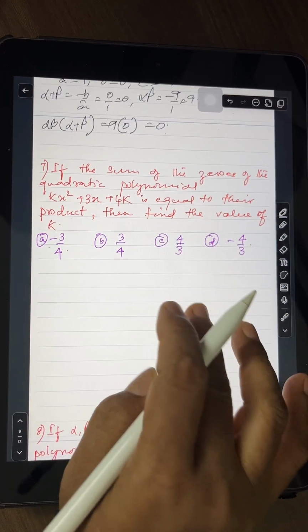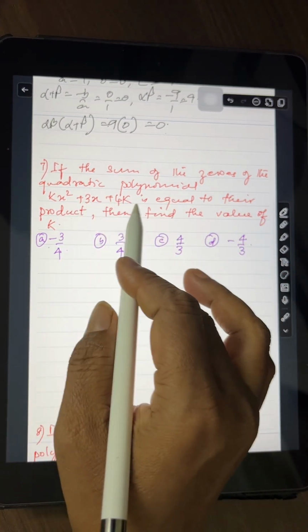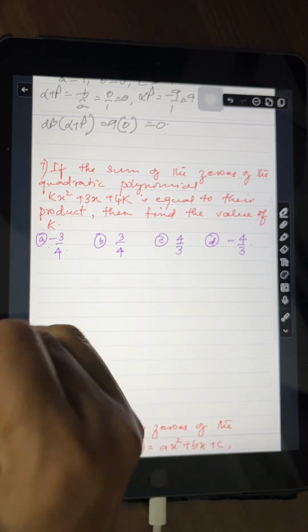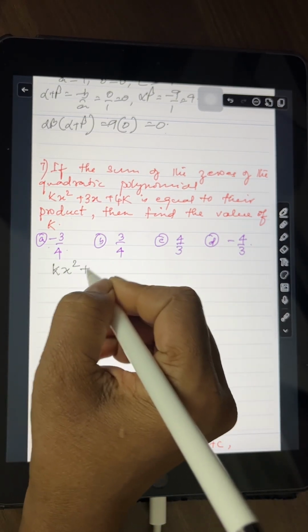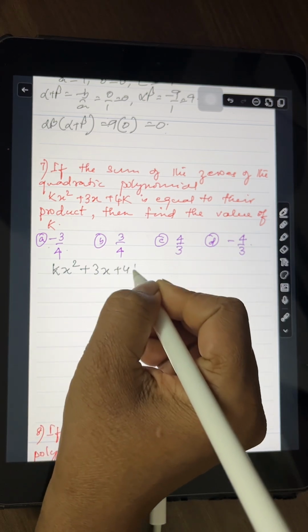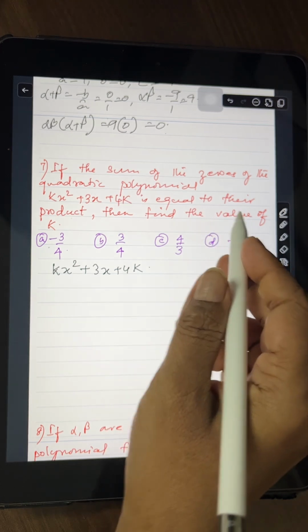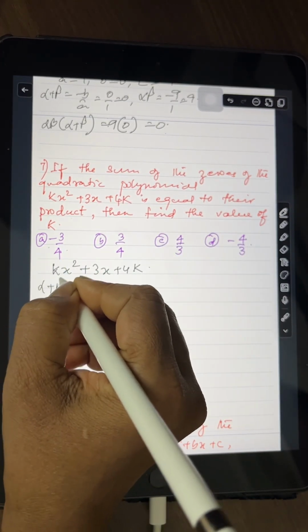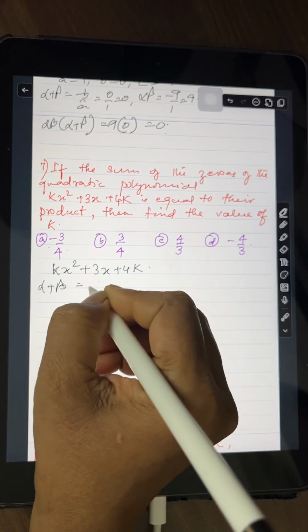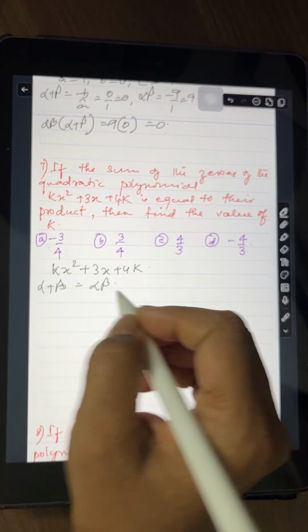Now, if the sum of the zeros of the quadratic polynomial is equal to their product, he's saying. So this is a quadratic polynomial. He's saying the sum of the zeros is equal to their product. So what is given is sum is equal to product. Okay. Now you will have to find the value of k, he's saying.